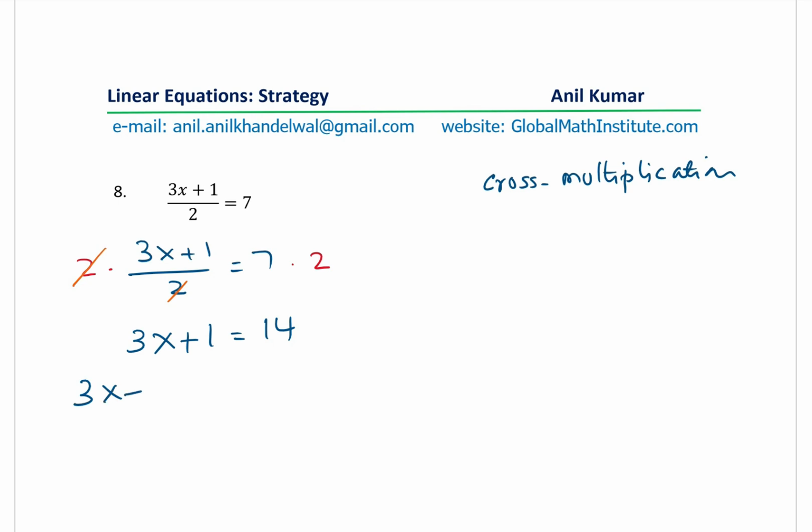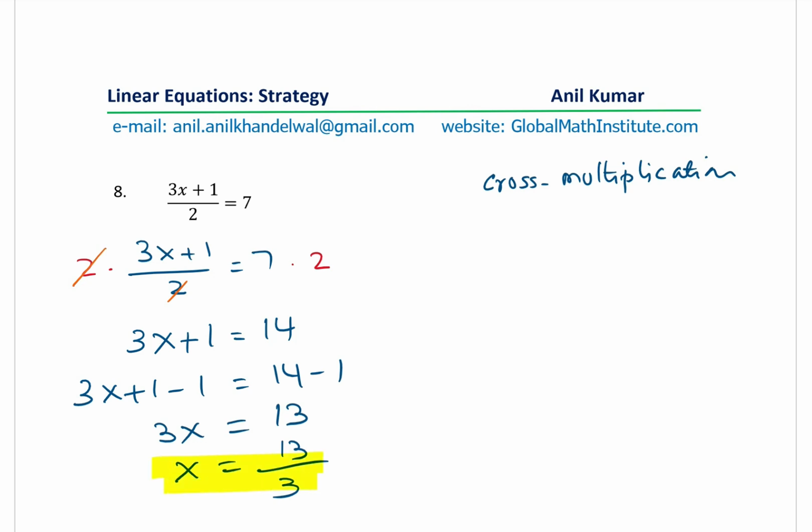So first step will be, we'll take away 1 from both the sides. When you do that, you get 3x is equal to 14 minus 1, which is 13. And now we are going to divide by 3. So we get 13 divided by 3 as our answer. So we could have fractions as our answers also, as we have in this particular case.